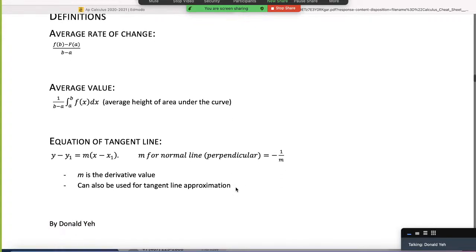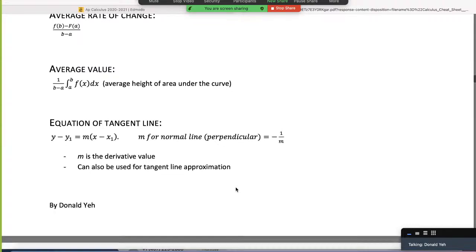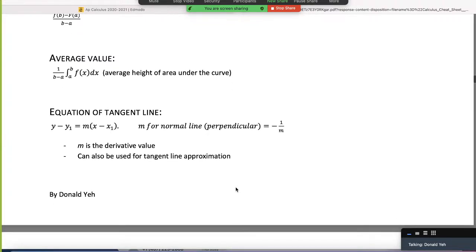Equation of a tangent line, you have to know this. Normal line, negative 1 over m. They haven't shown normal line for a while. I don't think they will show it, but if they do, it just means perpendicular. M is the derivative value. It can also be used for tangent line approximation.